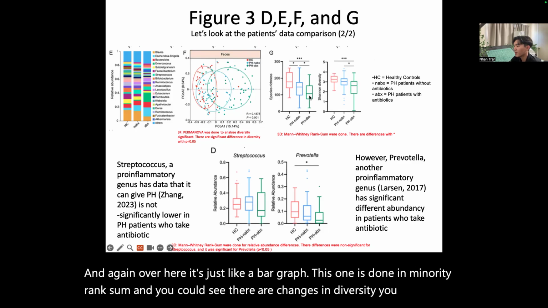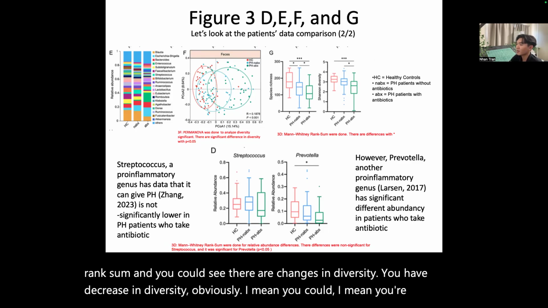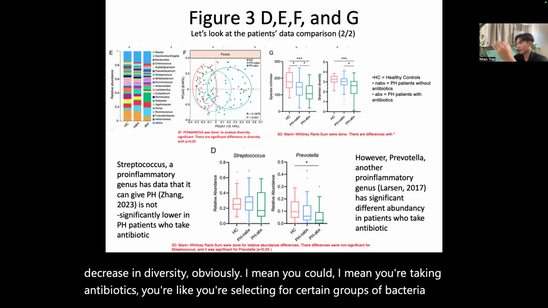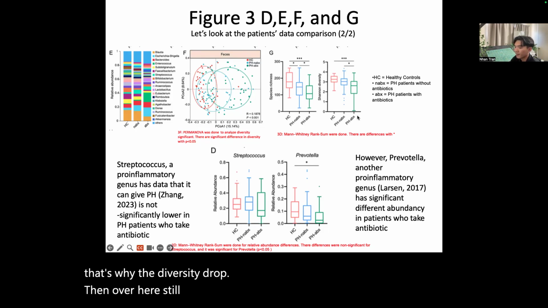You have a decrease in diversity. Obviously, you're taking antibiotics, so you're selecting for certain groups of bacteria. That's why the diversity drops. Then over here, still a significant diversity drop.